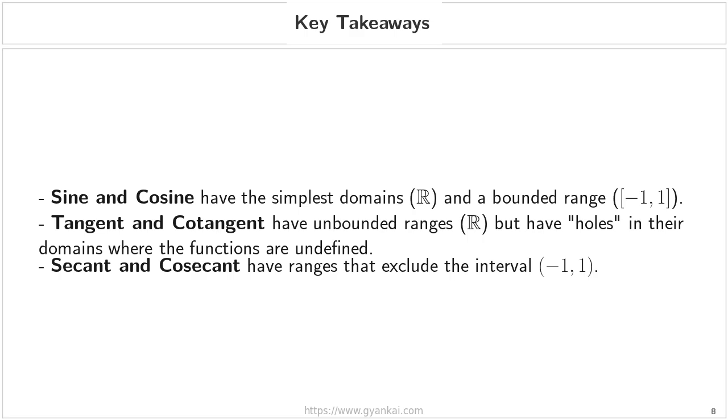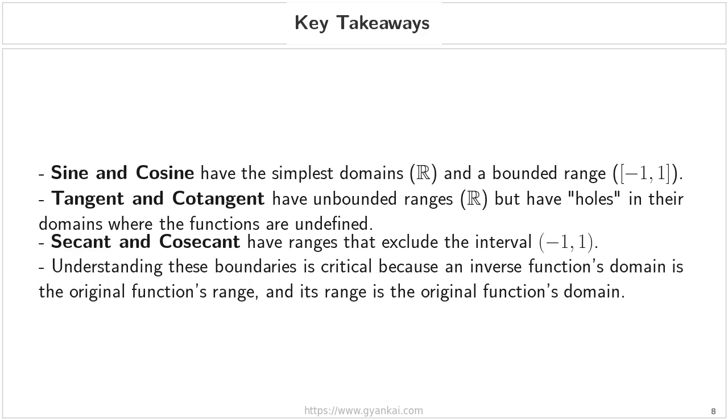Then we have the secant and cosecant functions. As we noted earlier, these are the reciprocals of cosine and sine. Consequently, their ranges are the opposite of the bounded range we saw earlier. They exclude the open interval between -1 and 1. In other words, their values are always either greater than or equal to 1 or less than or equal to -1.